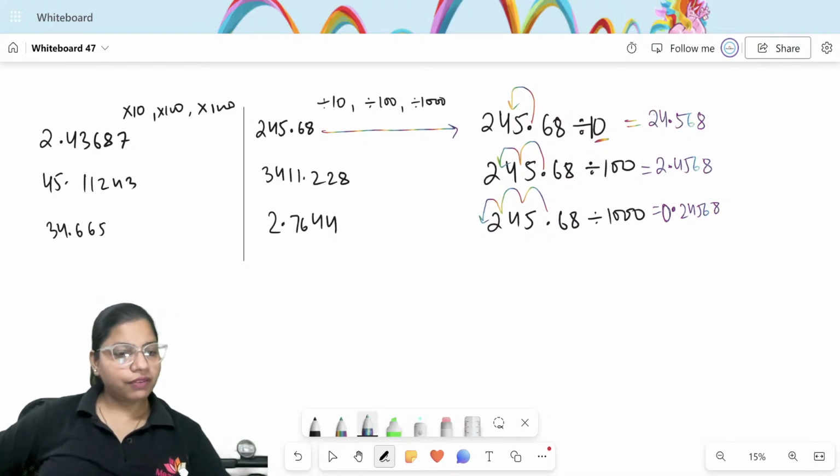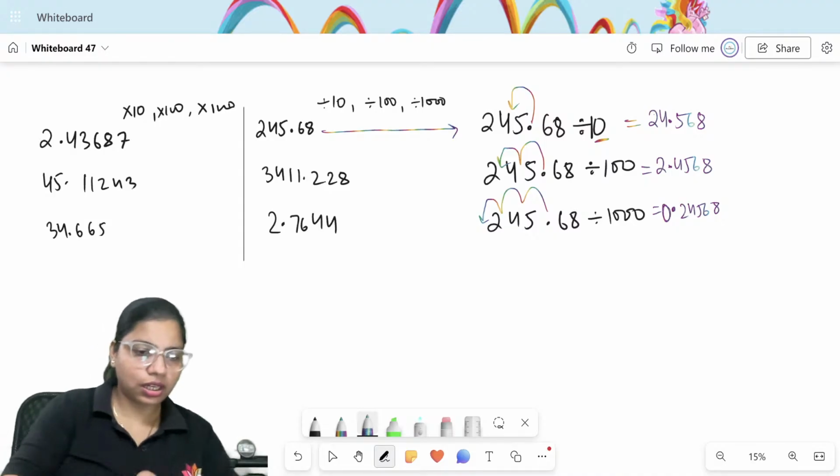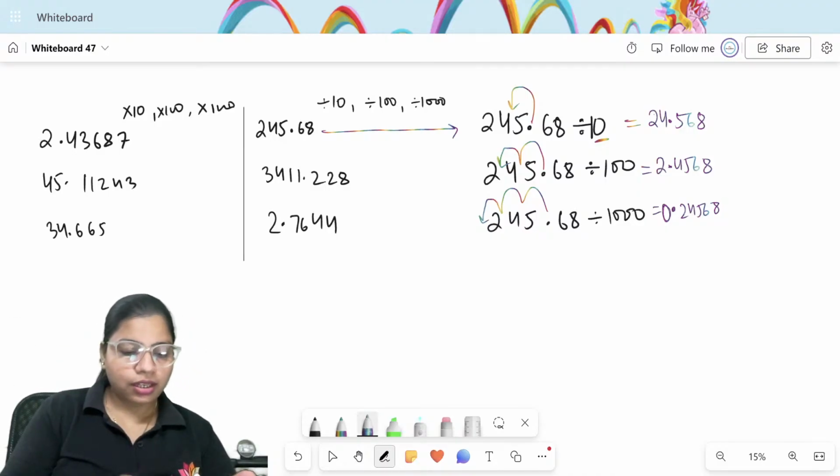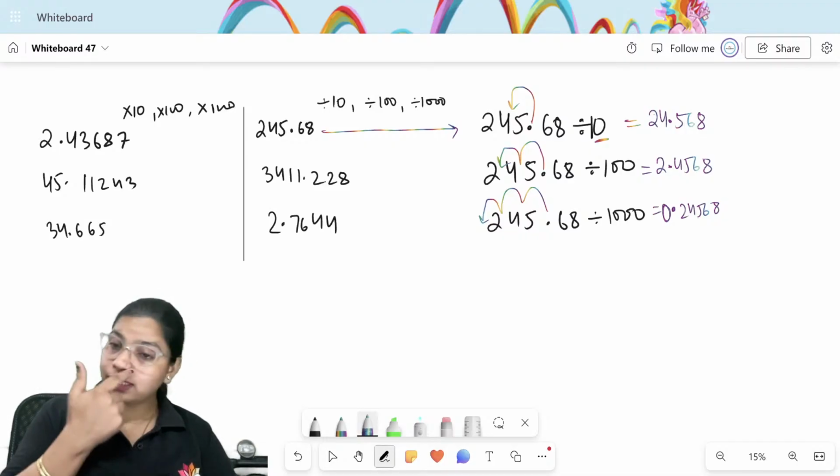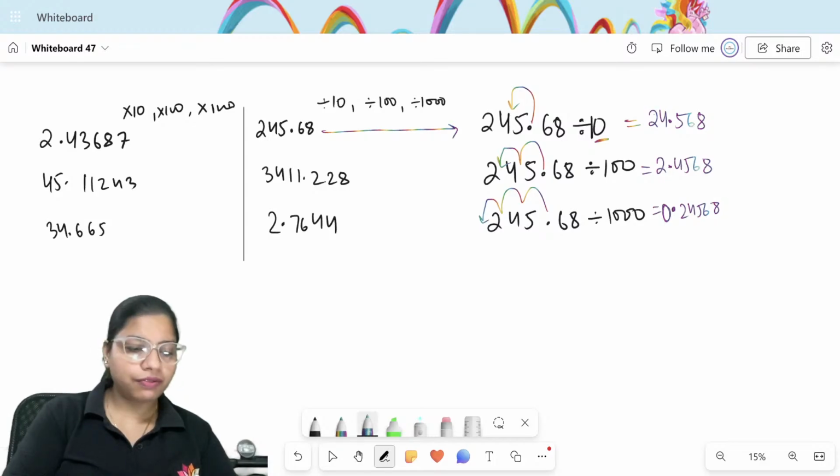Okay, dividing I've received from you, Rakshit. So, yes, that's correct. Good job. जब आप 10 से divide कर रहे हो तो you are just jumping one step left. जब आप 100 से divide कर रहे हो, you are jumping 2 steps left. 1000 से divide कर रहे हो, you are jumping 3 steps left, right?